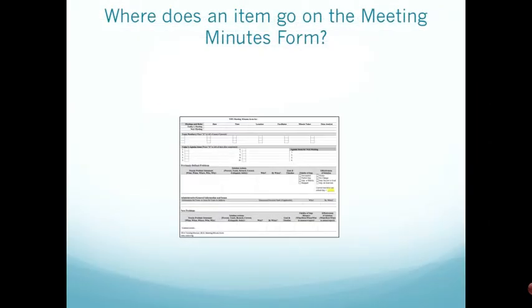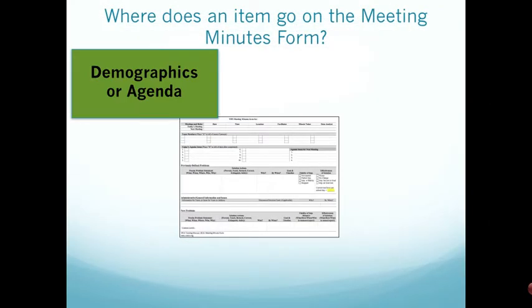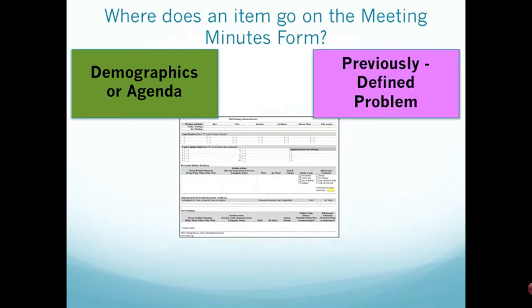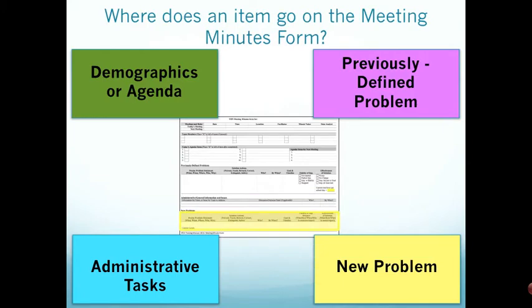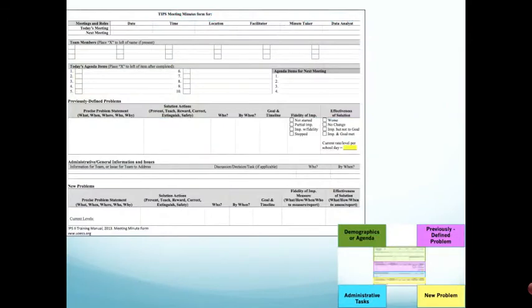In general, our TIPS Meeting Minutes form is also divided into 4 sections. The first top section is for the demographics of the meeting and our agenda items. The second section is where our old problems or our previously defined problems are documented. We then have a third section for our administrative tasks and general items. And then finally, our fourth section is dedicated to discussing and documenting our new problems. Let's take a look at some of these possible items and where they might be located or entered on the form.